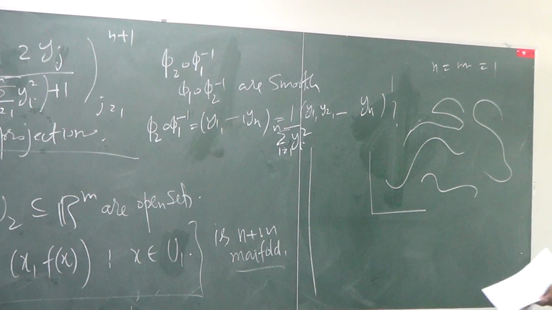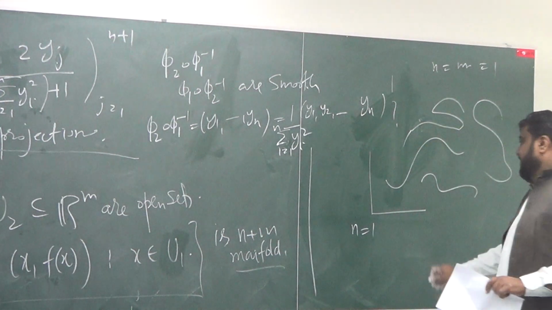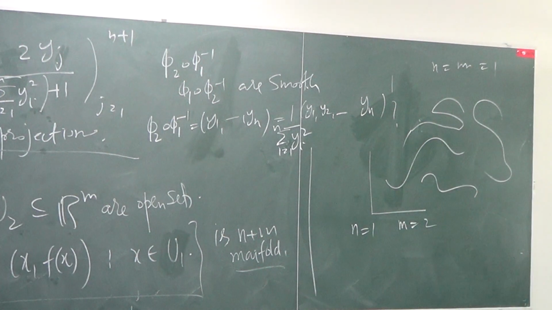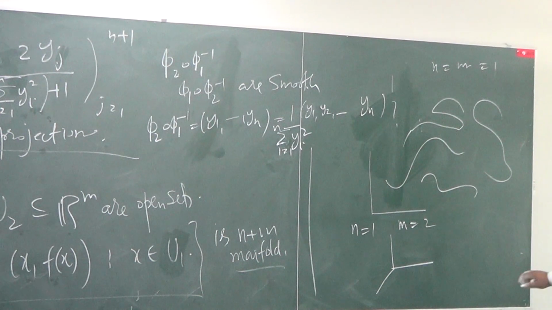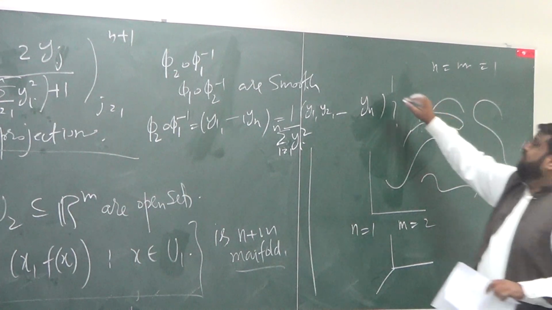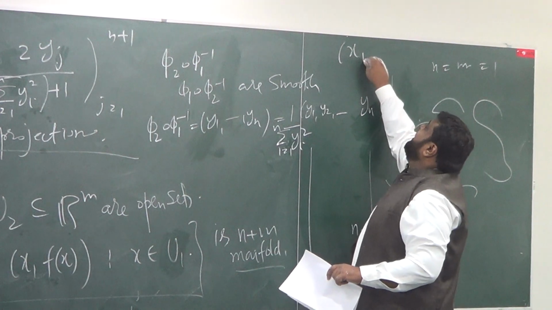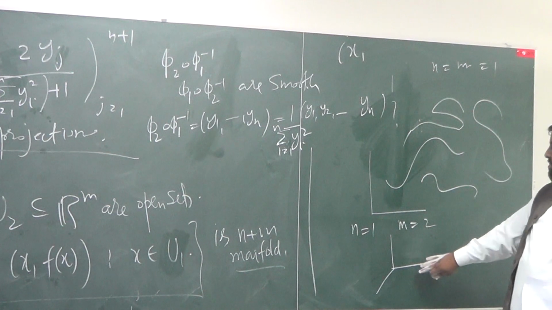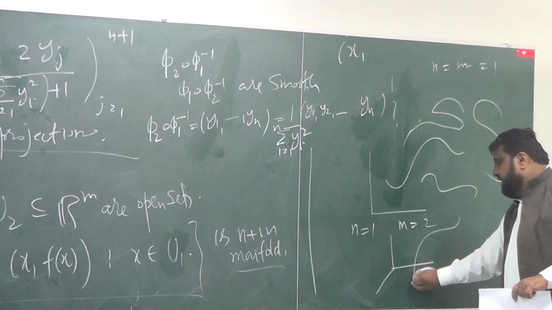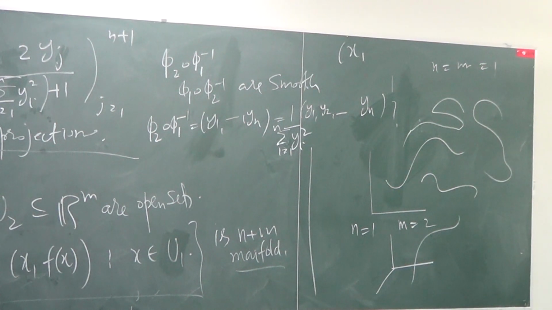Now I'm saying take n equal to 1 and m equal to 2. So it's going to be a curve. It's going to have x and the coordinates in R2, so it's going to be a curve in R3 actually. The graph of this is going to be a curve in R3. So if this is a manifold, then all curves which satisfy these conditions are manifolds.